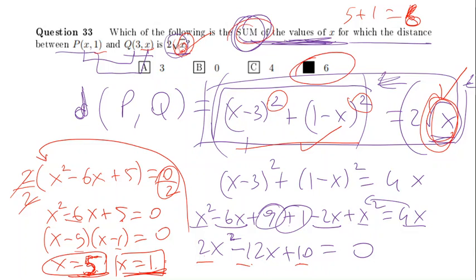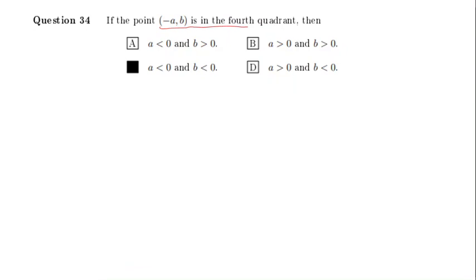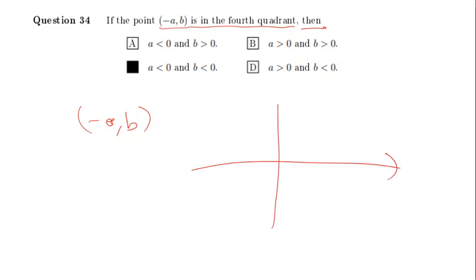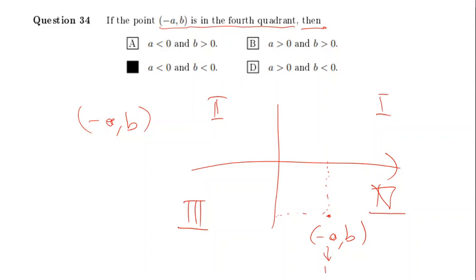So it makes 6. If the point minus A, B is in the fourth quadrant, then, okay, it's asking about the signs, whether A is negative or positive. So minus A, B in the fourth quadrant means it's here. So the fourth quadrant is here. And this is minus A, comma B. As you know, it goes like 1, 2, 3, 4. And here in the fourth quadrant, X is always positive and Y is always negative. So the X component is positive, and B is negative.